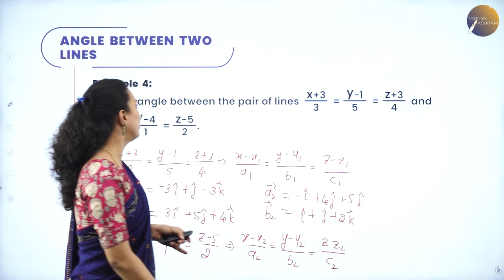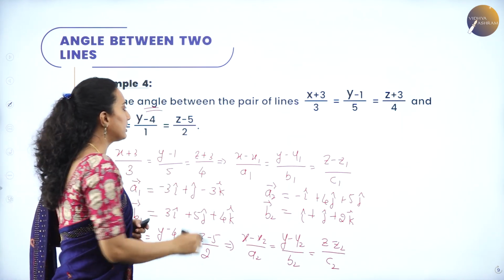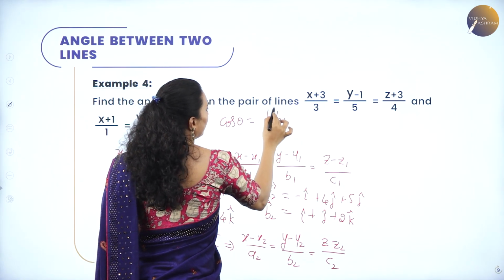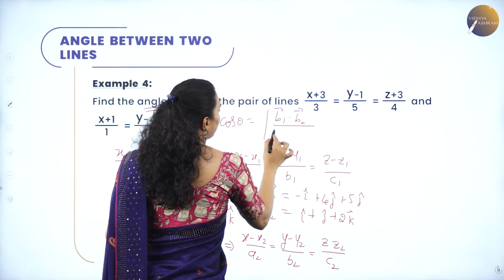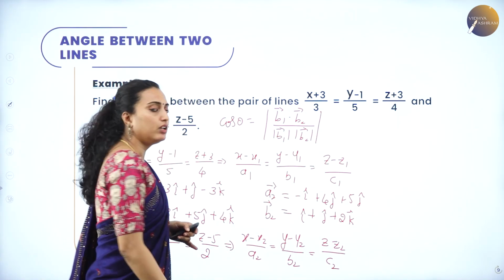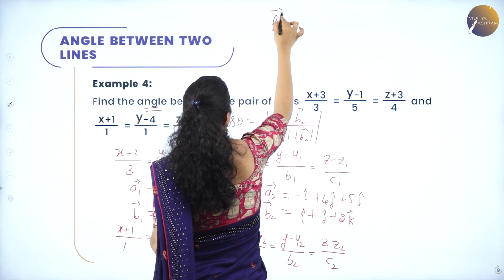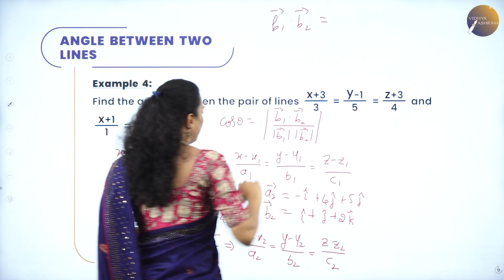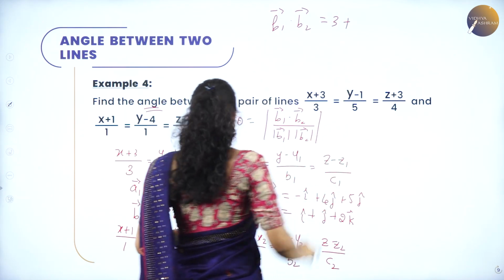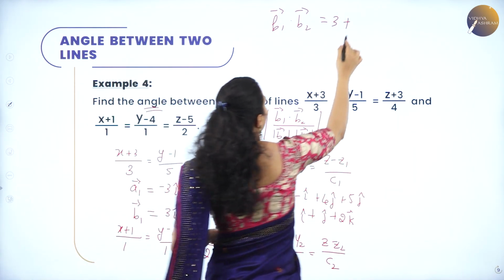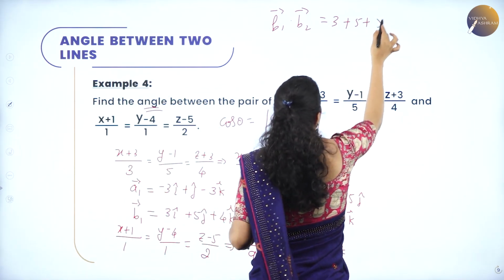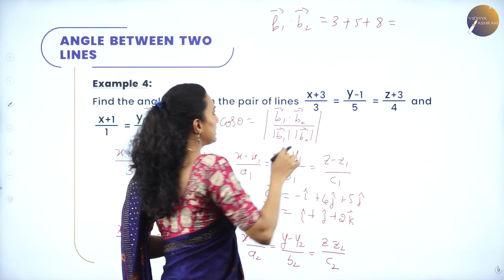Now, what you need to find out? You need to find out the angle. So, the angle is given by cos theta is equals to the magnitude of b1 dot b2 vector divided by the magnitude of b1 vector into the magnitude of b2 vector. Now let me find out what b1 dot b2 is. I dot i here, 3 into 1, which is 3, plus 5 into 1, which is 5, plus 4 into 2, which is 8. So, 8 plus 5 is 13 plus 3 is 16.